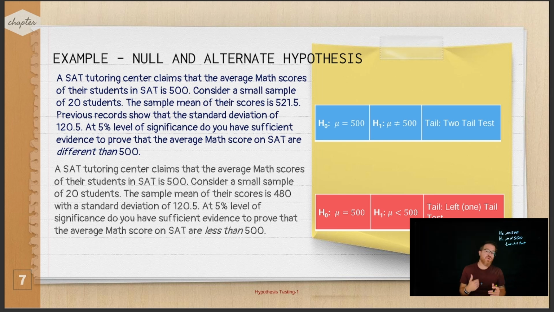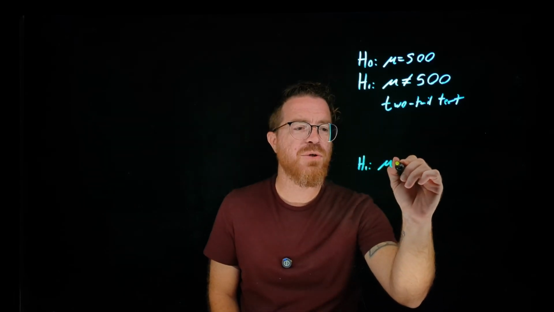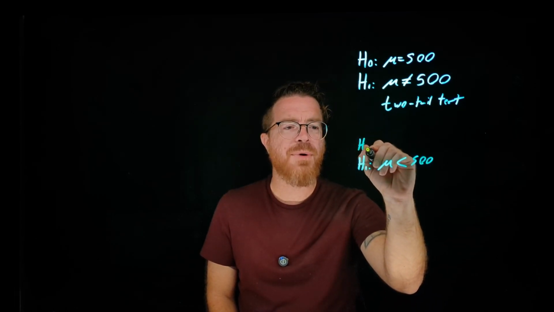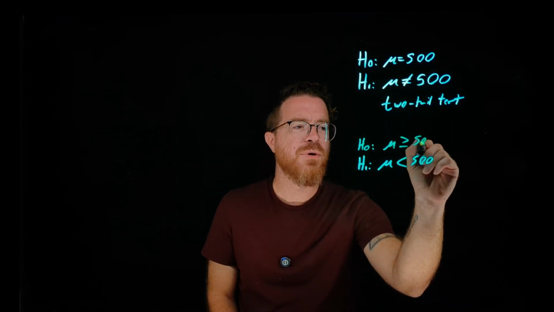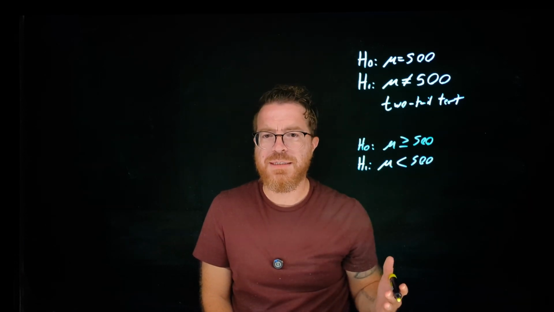So now the claim that we're trying to actually test is that the scores are less than 500. So our alternate hypothesis is mu is less than 500. This means that our null hypothesis will be mu is greater than or equal to 500. Or again, if you wanted to, you could just write this as equal to. It works out the exact same way.